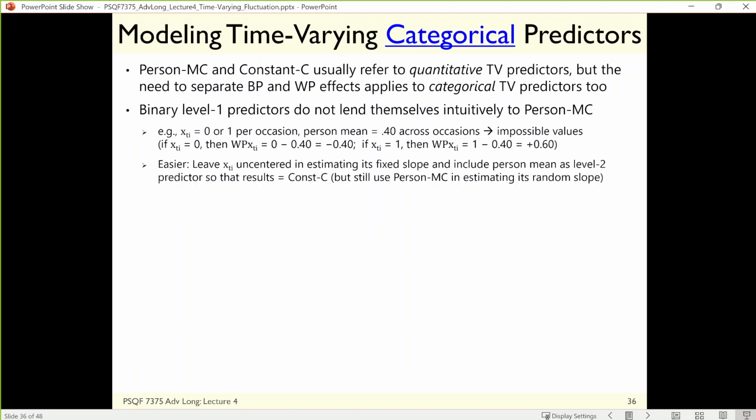You don't have to person mean center it, and I agree that that's weird. So, for instance, if I have a 0, 1 variable, and the person mean for that variable is 0.4 across occasions, and I do person mean centering, then I've taken my 0 or 1 variable and I've turned it into minus 0.4 or plus 0.6, depending on whether I have a 0 or a 1. And that's weird, right? We can all agree that that's weird.